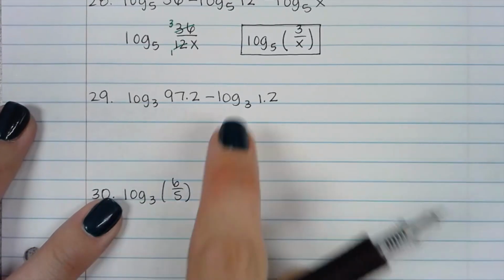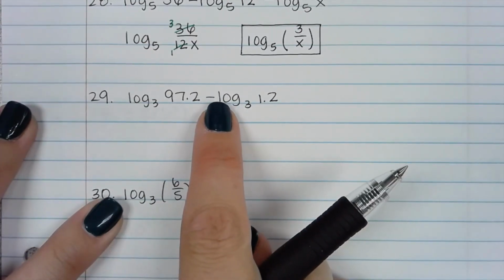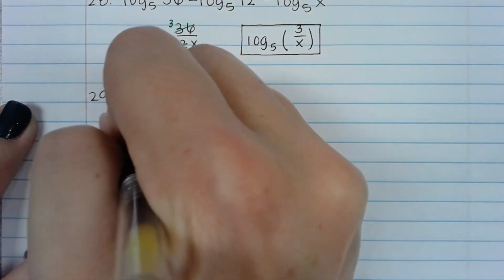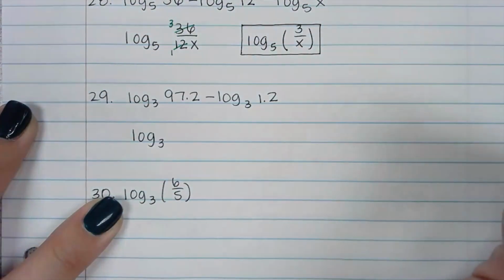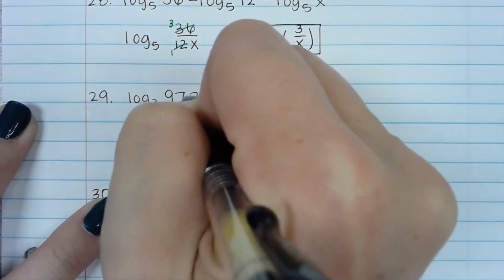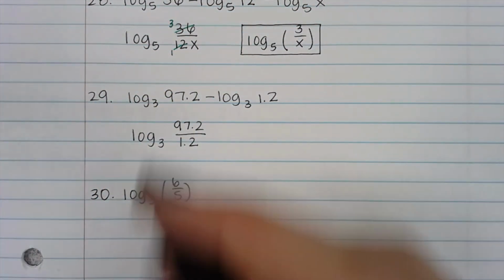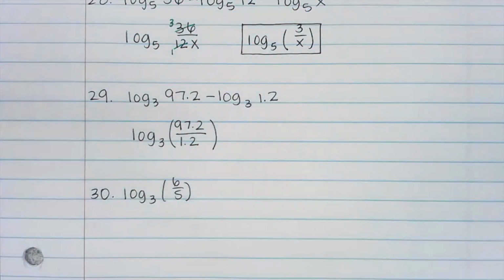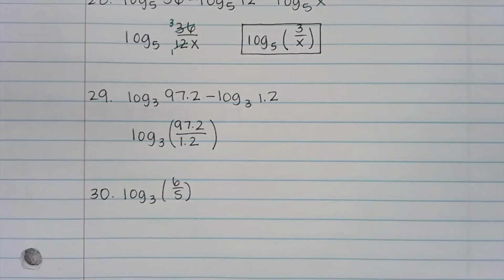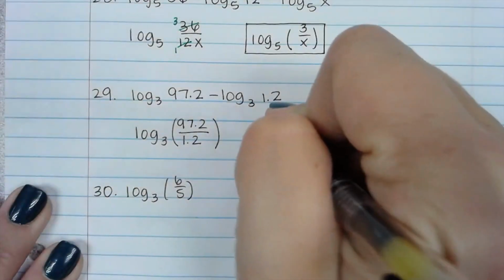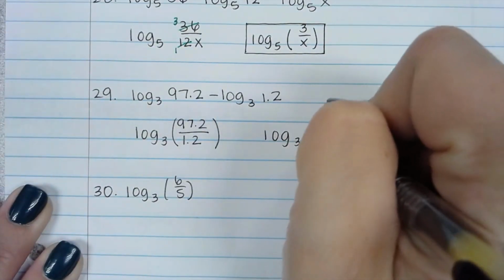On question 29, I notice that it's subtraction, so subtraction is going to become division. So for this one, I'll start by writing it as log base 3 of 97.2 divided by 1.2. So that's my first step. This is a fraction, so it should be written in parentheses. Then what you want to do is go to your calculator and divide 97.2 by 1.2. And so that turns into 81, so it turns into log base 3 of 81.